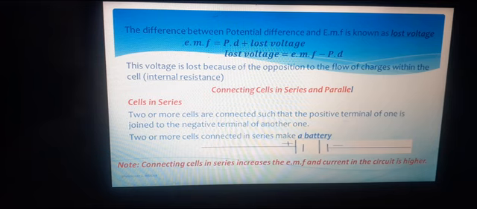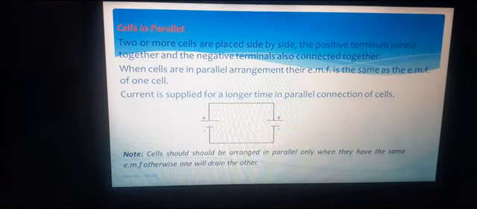For this time, we shall continue next part. Let us continue on the cells connected in parallel. Cells connected in parallel: two or more cells are placed side by side, the positive terminals joined together and the negative terminals also connected together. When cells are in parallel arrangement, their EMF is the same as the EMF of one cell. Current is supplied for a longer time in parallel connection of cells.